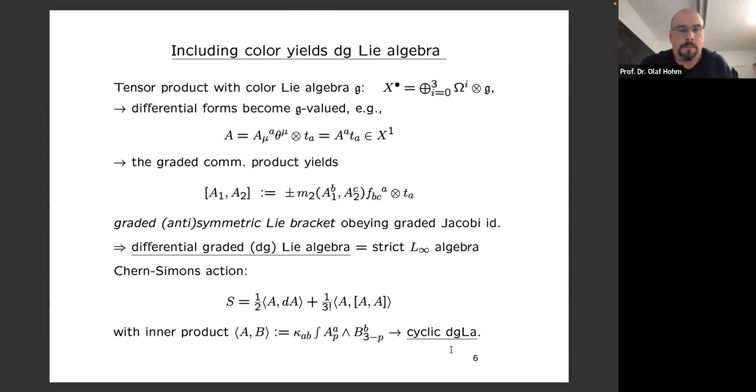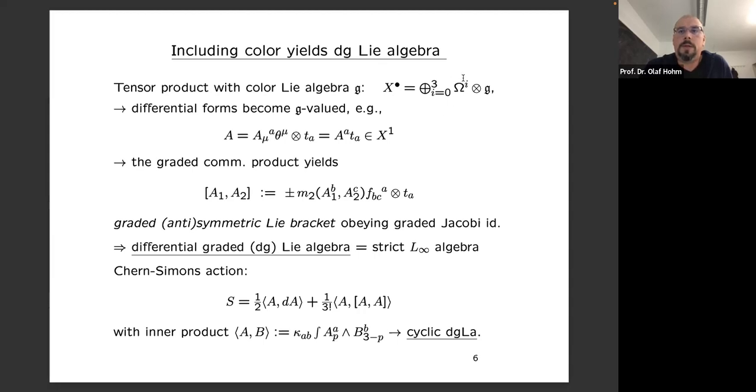So we want to get to Chern-Simons theory. There's, of course, something important missing, which is the Lie group, the gauge group, the Lie algebra of the gauge group. So I will call this frak G here. And this is what we call color factors. And if I bring in the color factors, we'll see a different kind of algebraic structure emerge, which is a Lie algebra, or in fact, a differential graded Lie algebra. So how does that work?